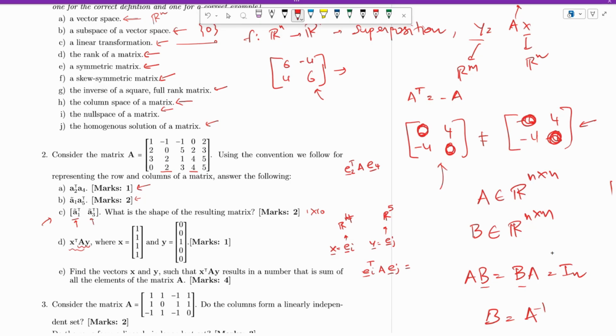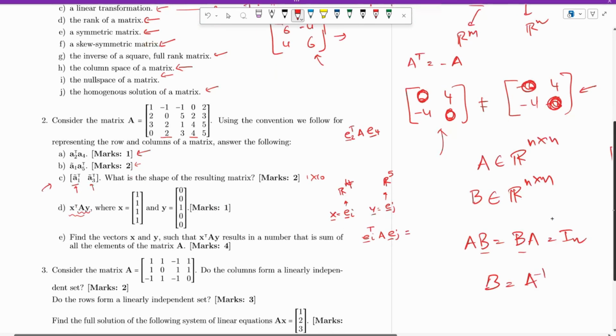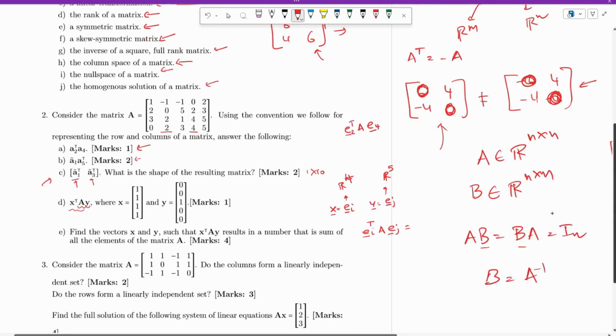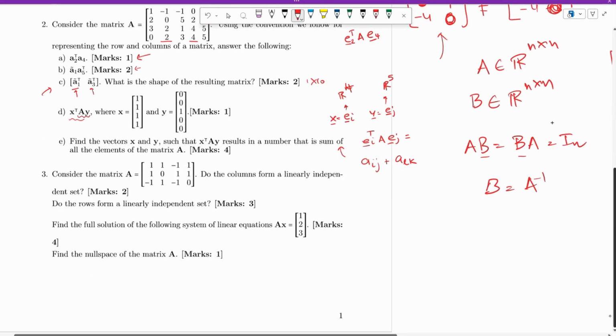Okay, I'll leave it as an exercise for you to do, but it's worth thinking about. In fact, an extension of this: let's say you had a matrix A and you wanted to add Aij with Alk. Can you express that as X transpose AY? Something for you to think about. Right, okay. The last one.